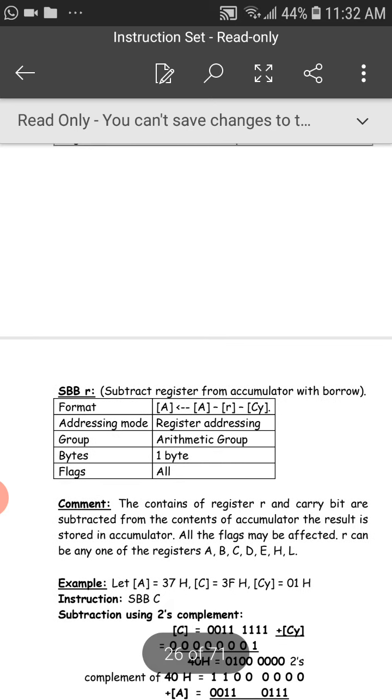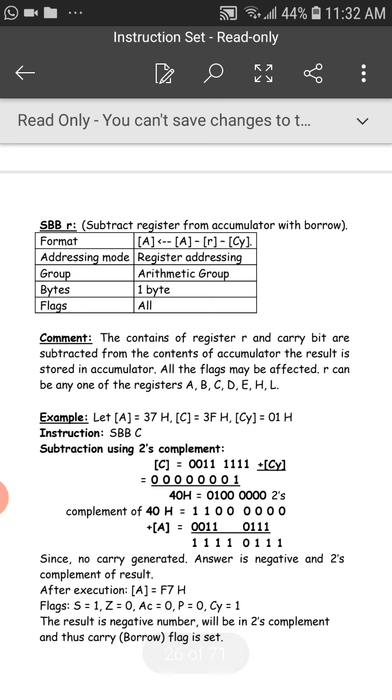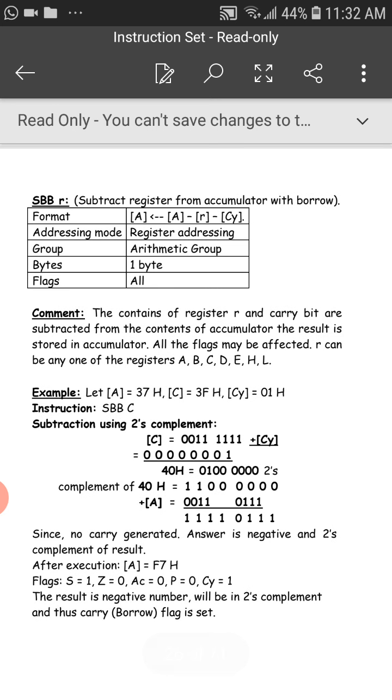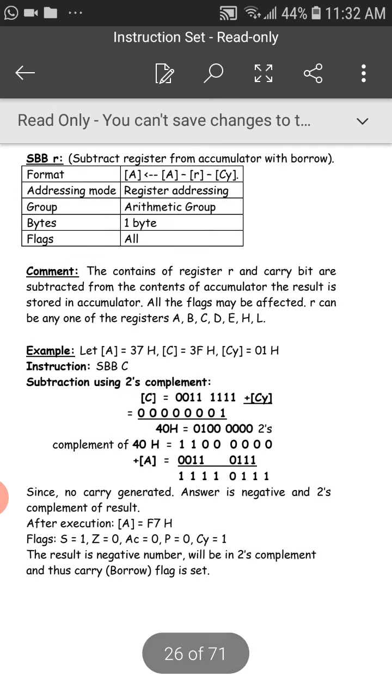The next instruction is SBB R, that is, subtract register from accumulator with borrow.